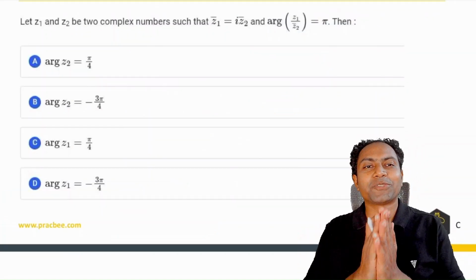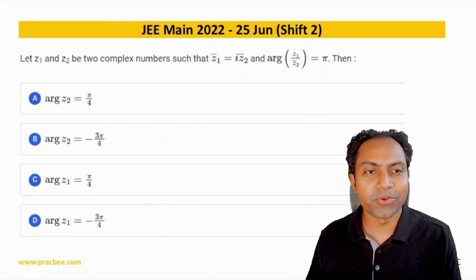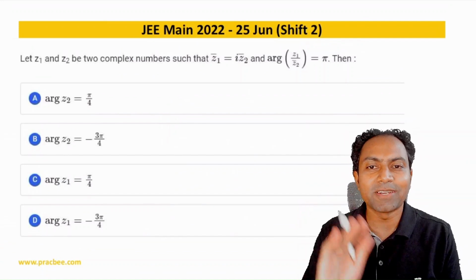Now let us look into this very simple and elegant question that came in JEE 2022. In this question, a relationship between z1 bar and z2 bar is given.